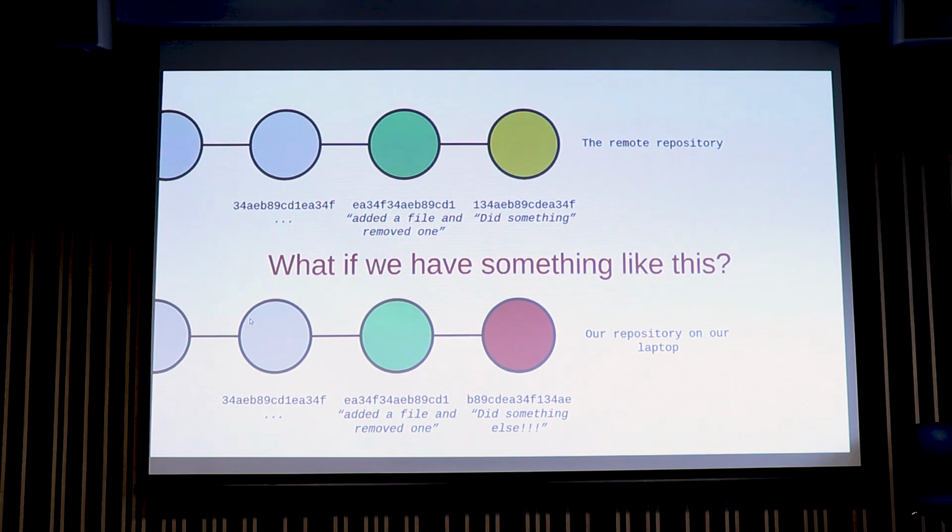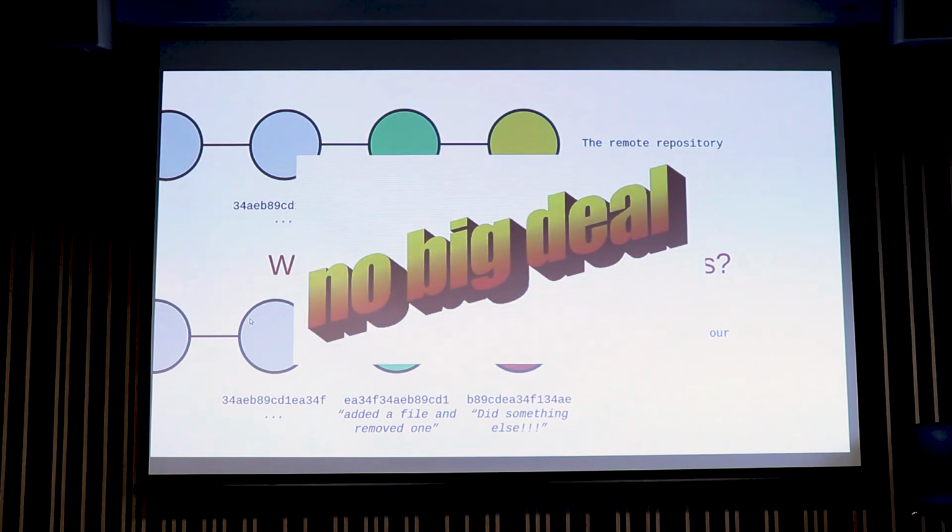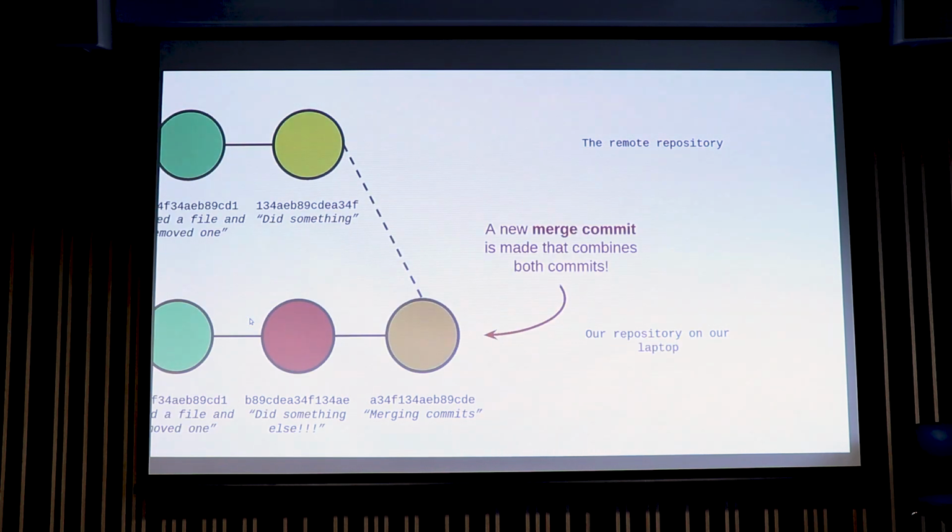Now, if we're lucky and we haven't gone ahead and made conflicting changes, Git says that's no big deal. We can make a new merging commit that combines both commits, okay?